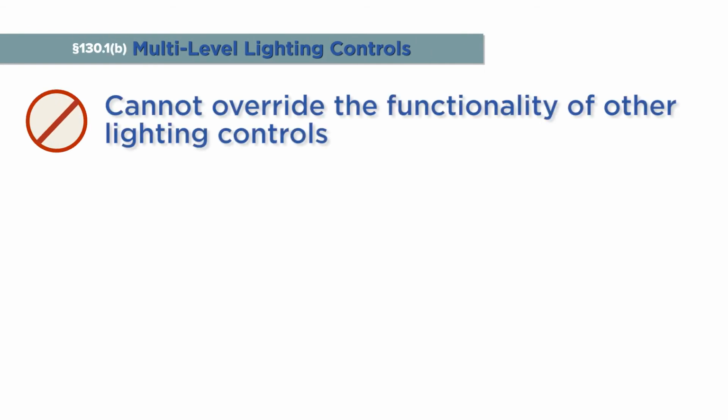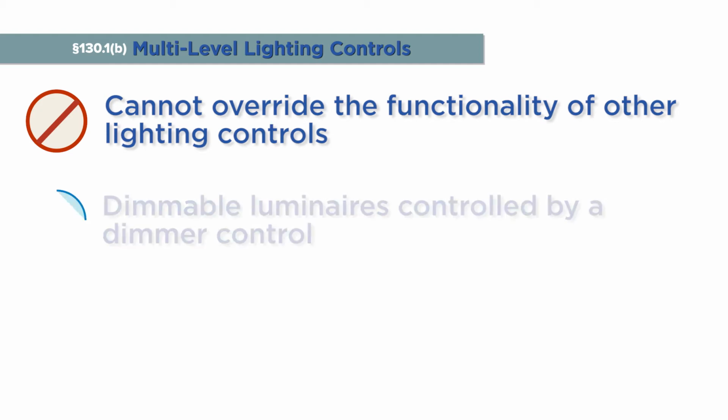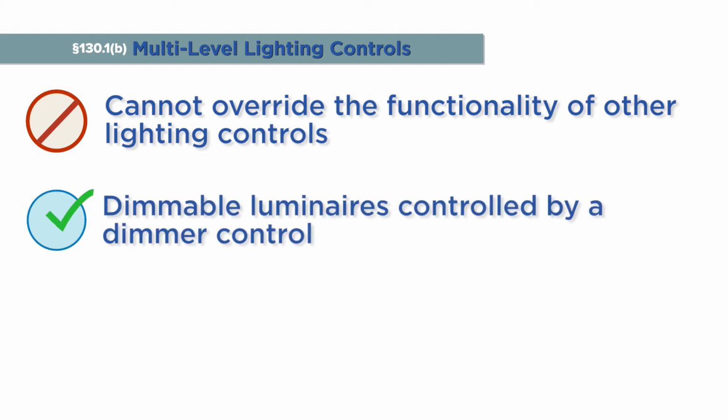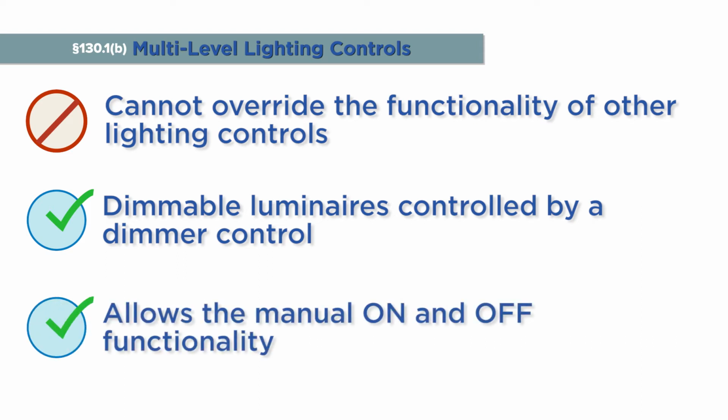Multi-level lighting controls cannot override the functionality of other lighting controls required for compliance with the standards. Also, dimmable luminaires must be controlled by a dimmer control that provides occupants the capability to control lighting through all required lighting control steps, and that allows the manual on and off functionality required by Section 130.1a.